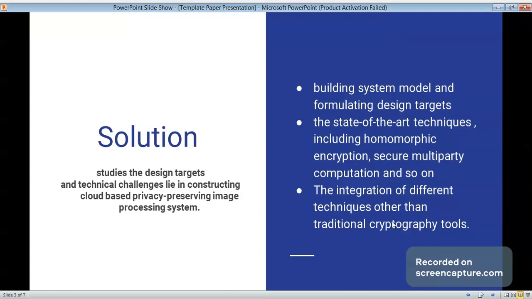And the third is the integration of different techniques, because what I will discuss in the coming slides is that not even a single cryptographic tool is good enough to perform all kinds of image processing tasks. So we need a combination of every cryptographic tool so that we can perform our task as per our requirement. This is a brief about our solution, which we have discussed or will discuss in the coming slides also.